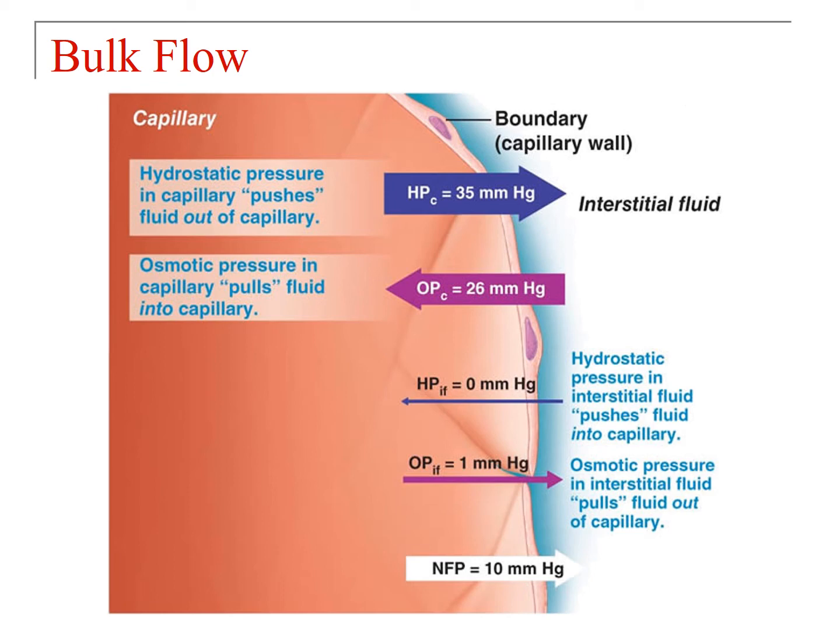But if you'll notice, the osmotic pressure into the capillary is 26. The osmotic pressure out is 1. And so here you can see this. Hydrostatic pressure 35 out, 0 in, and this is going to be 35 out overall. Osmotic pressure 26 in, 1 out, 25 overall. So if you have 35 overall out, 25 overall in, it means that your net filtration pressure will result in 10 millibars of pressure moving overall fluid from the capillary into the interstitial fluid.